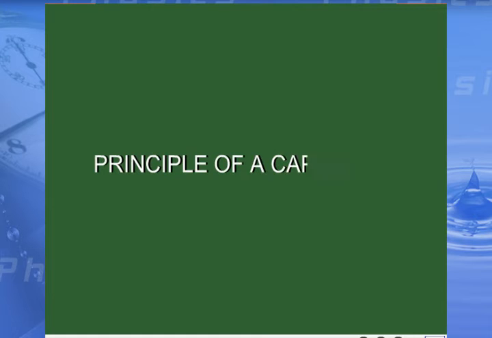Principle of a capacitor. The following animation explains the working principle of a capacitor. Consider an insulated conductor which is named as plate A with a positive charge Q and having a potential V. The capacitance of the plate A is given by C is equal to Q by V.